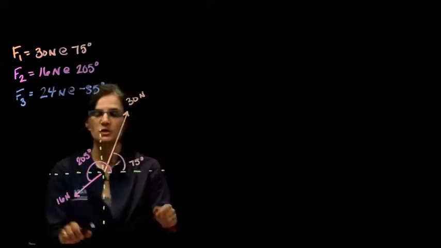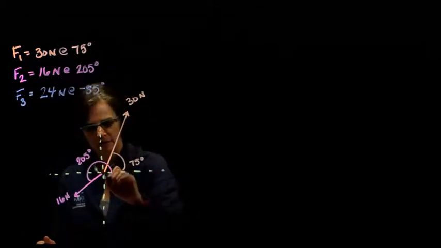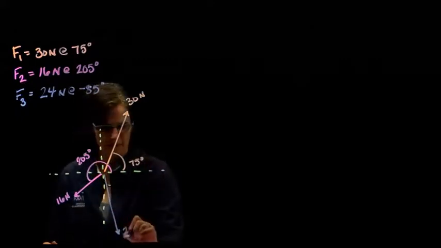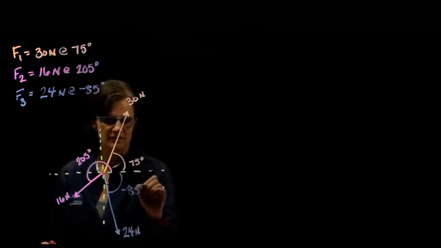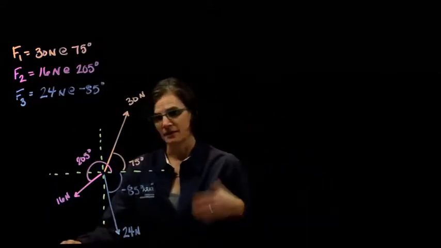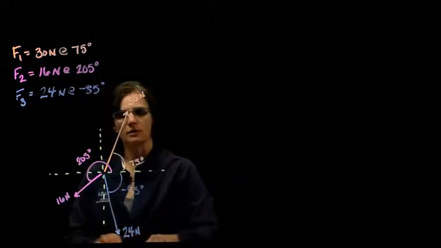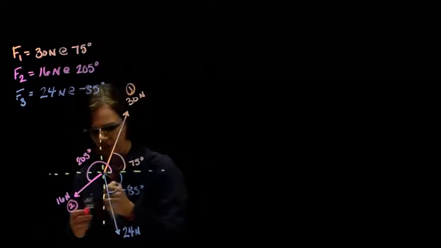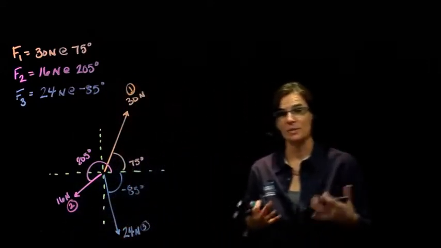And force number 3 is 24 newtons at negative 85 degrees. So that's in the 4th quadrant. A little bit longer than my 16, but not quite as long as my 30 newtons. And this is negative 85 degrees. So there are my 3 forces acting on the object. Now, like in the introduction to net forces, I'm going to number these forces. We will start with number 1, 2, and force number 3. And in order to add these forces together, remember net is the sum of the forces.